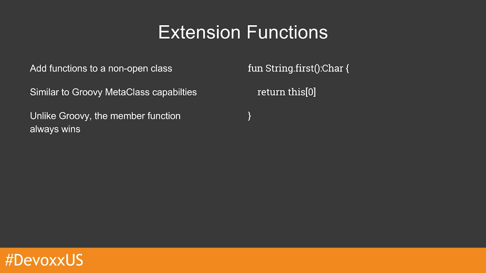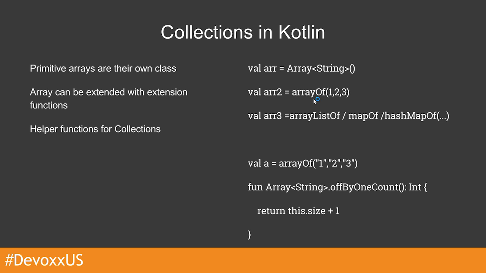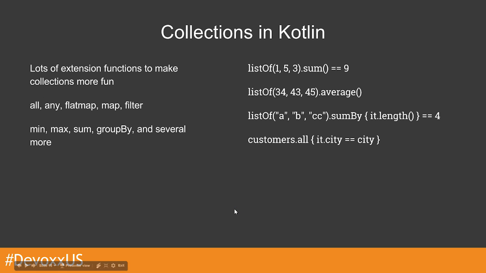And extension functions are a way that you can extend a class that's closed. So string, for instance, is a final class in Java and all its variants. So this is a way that I can add a new function to string called first that returns the first character. And collections, there are a bunch of helper functions to create collections, to create array lists, hash maps, all that type of stuff. And those can also have extension functions as well. And you can also do a lot of different kind of, not really reactive, but map-reduce type things like finding the minimum, the maximum, average, filtering, all that type of stuff.